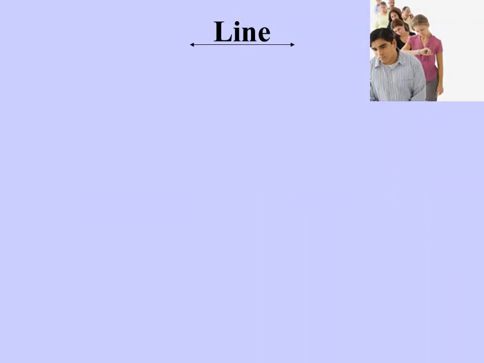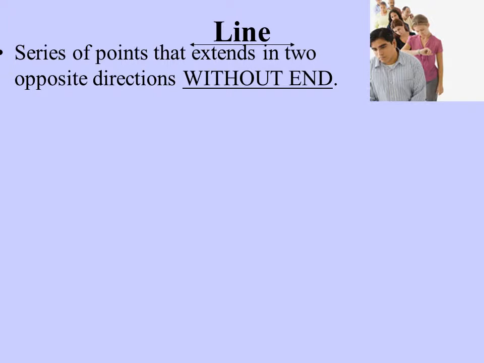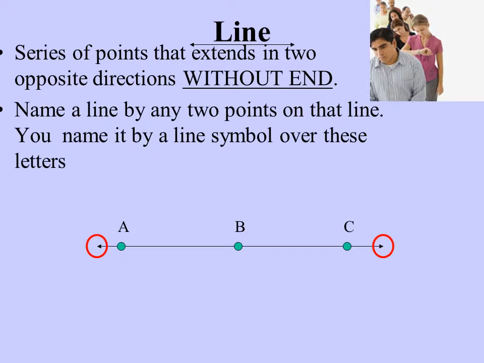A line, on the other hand, is a series of points that extends in two opposite directions without end. And that "without end" is very, very important. So you see with a line, we have these two arrows on either side. You can name a line by any 2 points on that line, and you name it by placing a line symbol over the letters. So for instance, if I wanted to name this line, I could name it line AB.